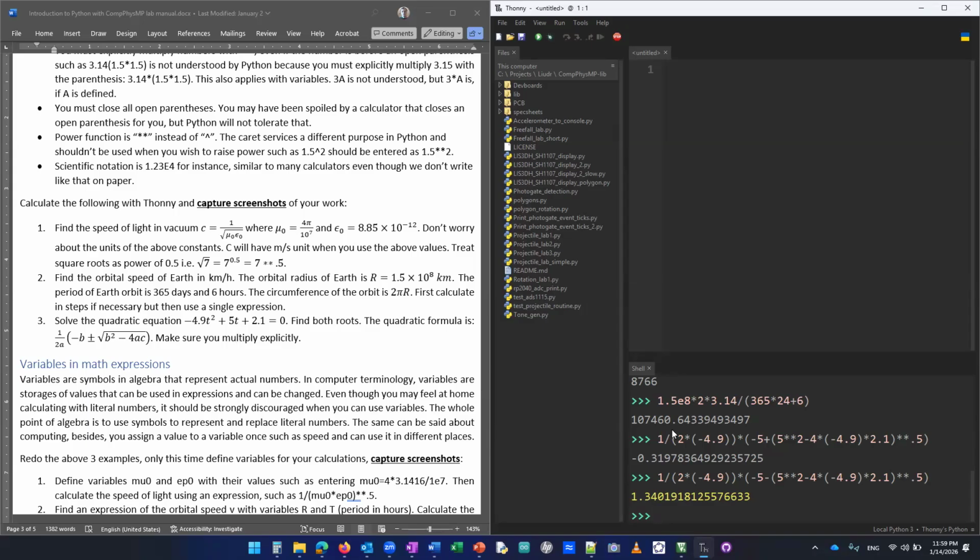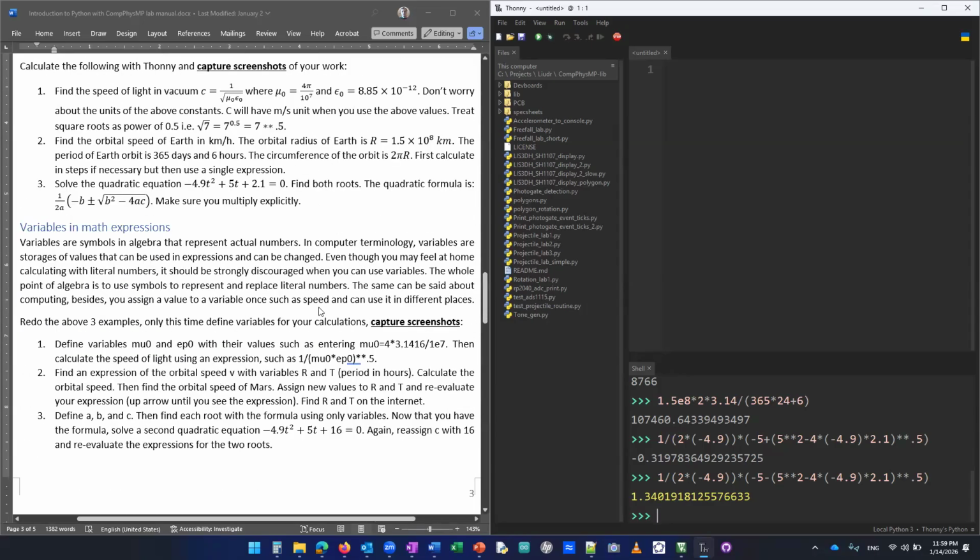All right. So doing this wasn't really the easiest. That's because we didn't use any variables, right? If we use variables, that will be easier because we can always store the values. We can say a equals negative 4.9, b equals 5, c equals 2.1, and then all we have to do is type up the expression, right? So let's go ahead and redo the above 3 examples, and we'll define some variables instead of typing up their values. So let's redo the first one.